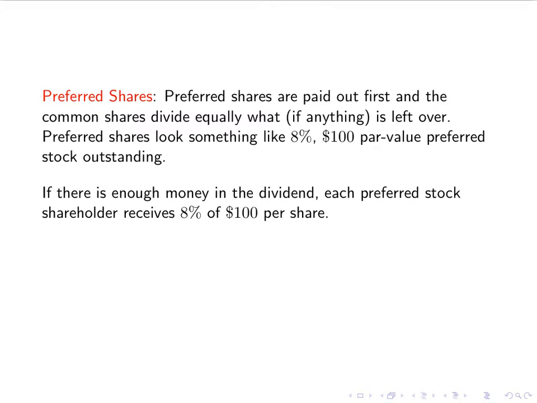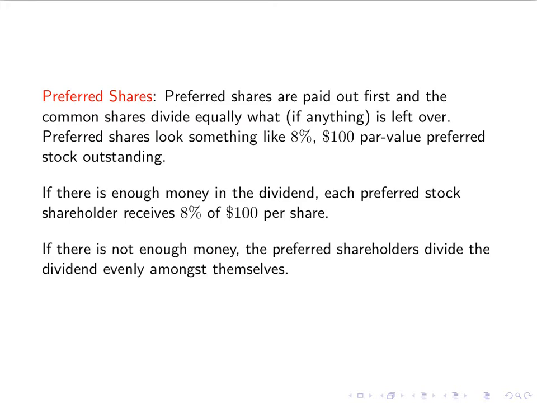And then if there is enough money in the dividend, each preferred stock shareholder will receive that percentage of that dollar amount per share. So in this case, they would receive 8% of $100, which is $8. So assuming there's enough money, that's what's going to happen. If there's not enough money in the dividend, then the preferred shareholders divide the dividend equally amongst all the shares.